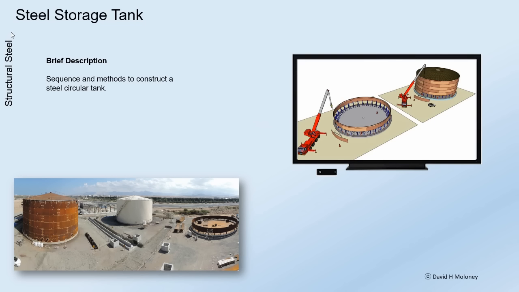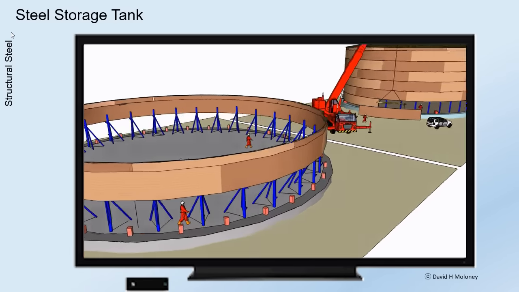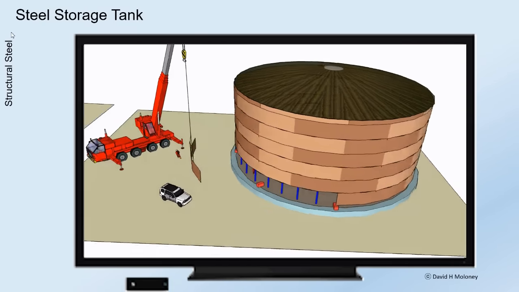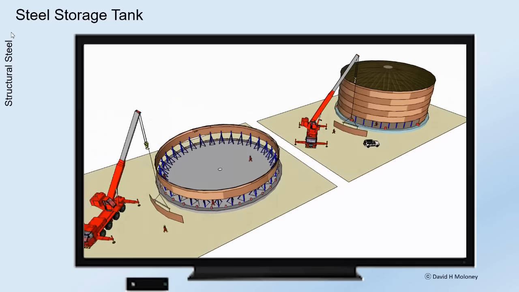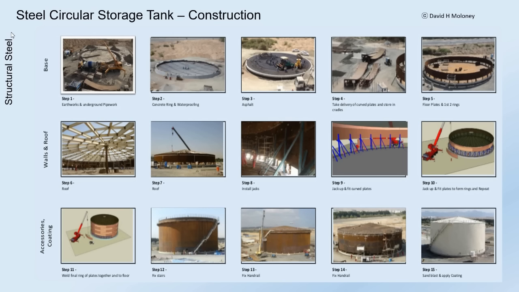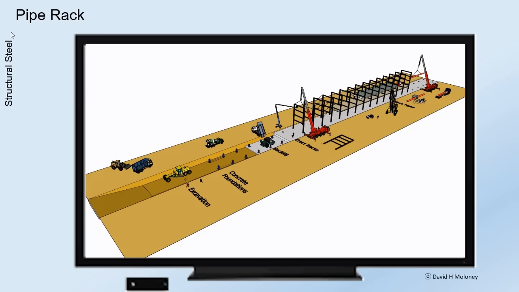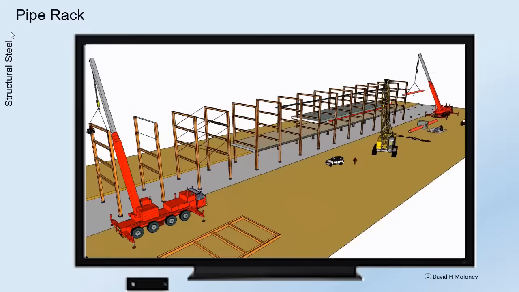Sequence, plant, and methods to construct a steel circular storage tank. Sequence, methods, and plan to construct a steel pipe rack that carries the pipework and cables between the different processes in a gas/oil refinery.